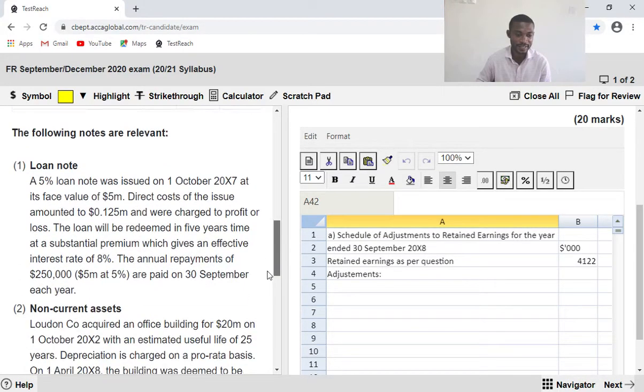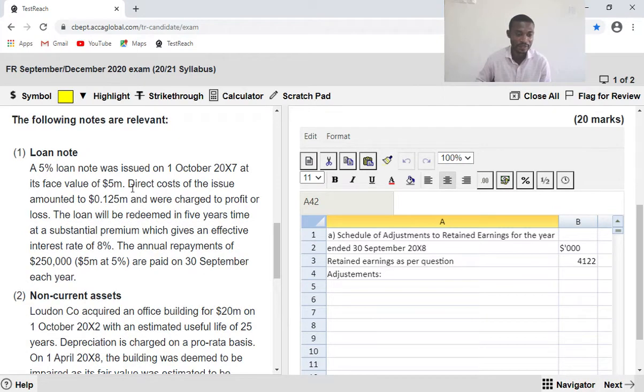So the next thing you will do is to continue reading. Now, direct cost of the issue amounted to 0.125 million and were charged to profit or loss. And this is an error, because as per IFRS 9, these issue costs are to be deducted from the proceeds. So we have to reverse it. Now the loan note will be redeemed in 5 years time at a substantial premium, which gives an effective interest rate of 8%. So we use that for the amortization.